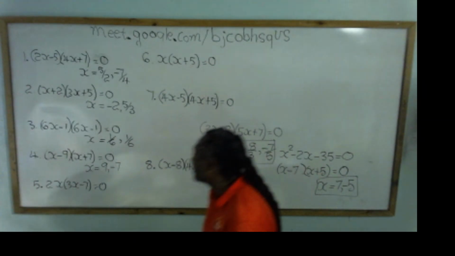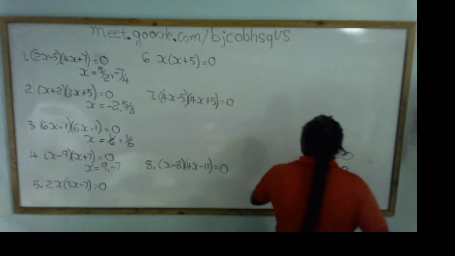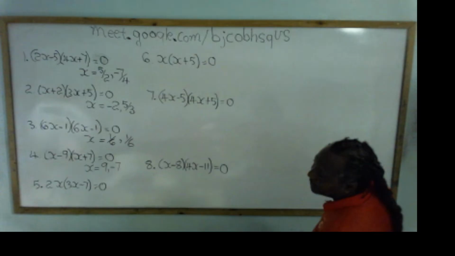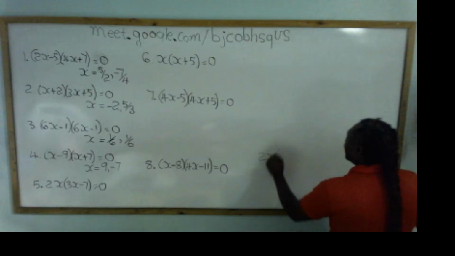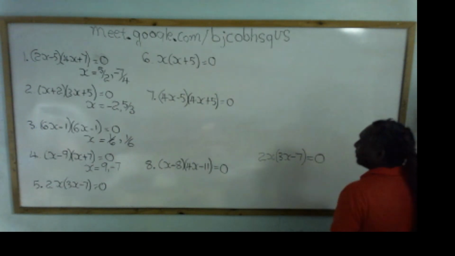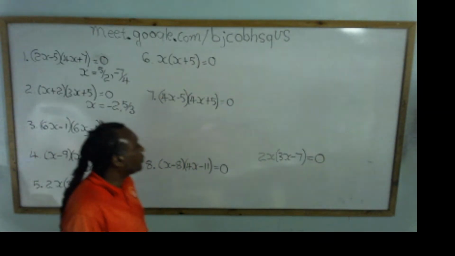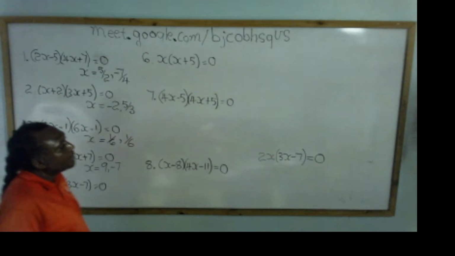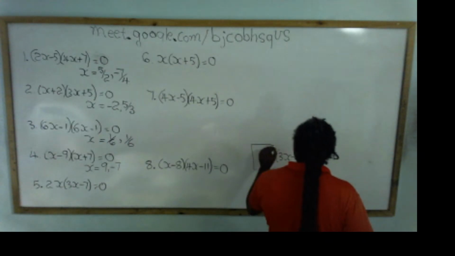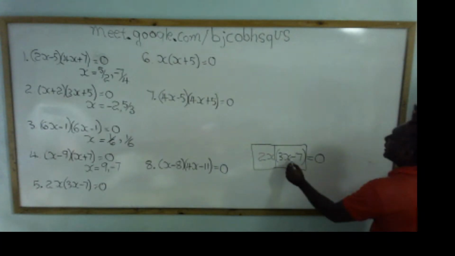Okay, so let's go into it. In that case, let's put it over here. 2x (3x minus 7) is equal to 0. Right. So 2x, 3x minus 7 is equal to 0. So in that case, there are two things that we are multiplying. We are multiplying this by this, and the result is 0. So in that case, we're going to say that let's say this one is equal to 0.